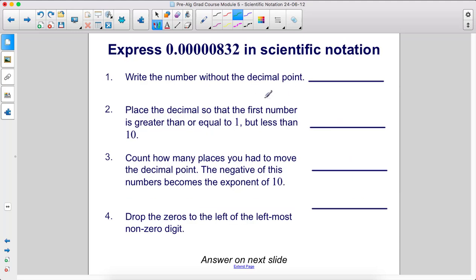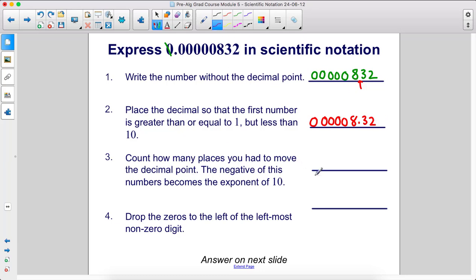First, we're going to write the number without the decimal point. So I'm actually going to completely ignore that first 0. So I'm just going to write 0, 0, 0, 0, 0, 8, 3, 2. Place the decimal so that the first number is greater than or equal to 1 but less than 10. So that's going to go right there. So we're going to have 8.32. So we still have 0, 0, 0, 0, 0, 8.32.